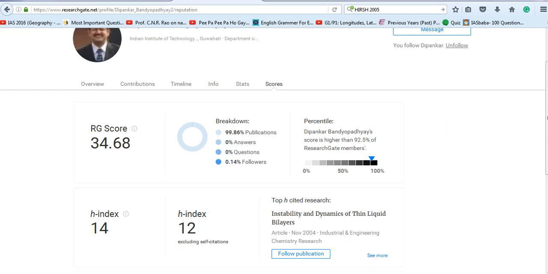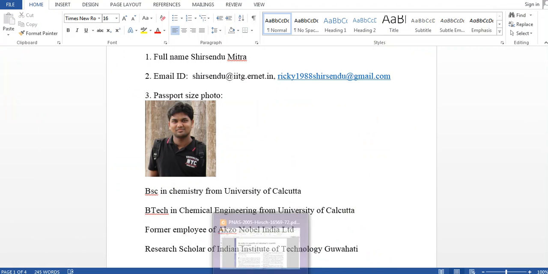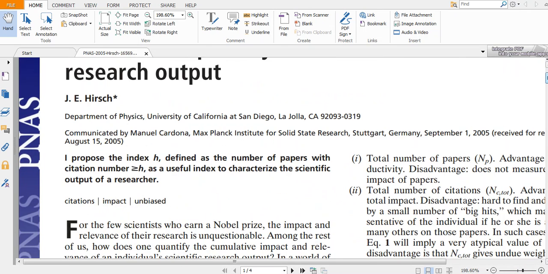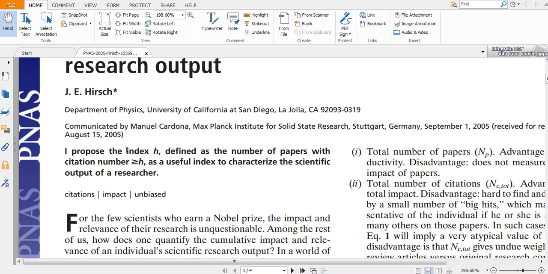So here, I'll try to explain. This is an index basically given by J.E. Hirsch, a researcher from Department of Physics, University of California. That paper was published in the year 2005, where he proposed an index and he termed it as H index. And from the paper itself, you can see this line: I propose the index H defined as the number of papers with citation number greater than or equal to H as a useful index to characterize the scientific output of a researcher.